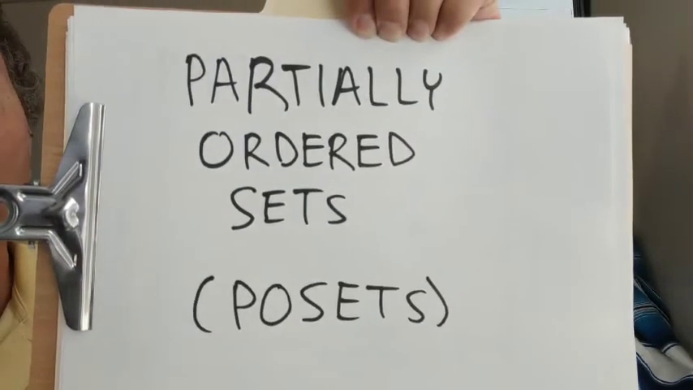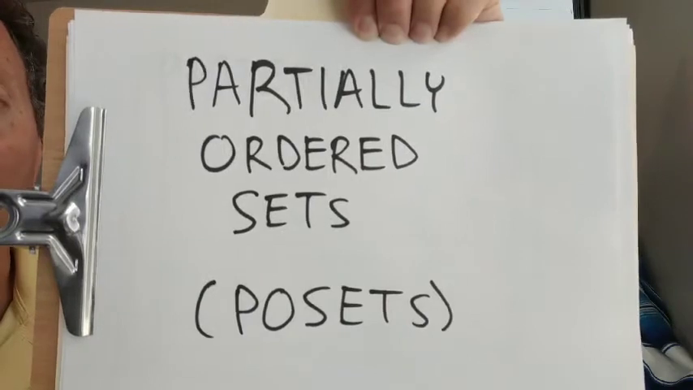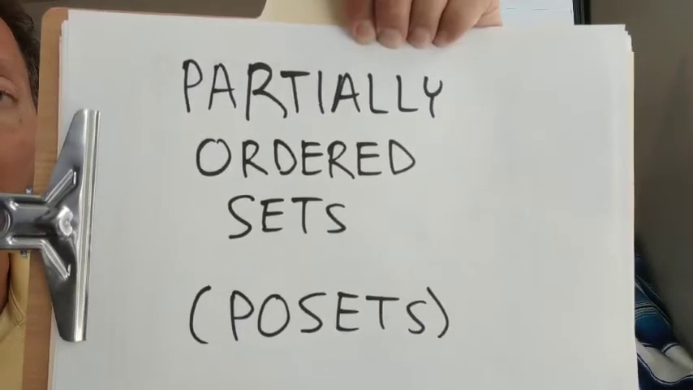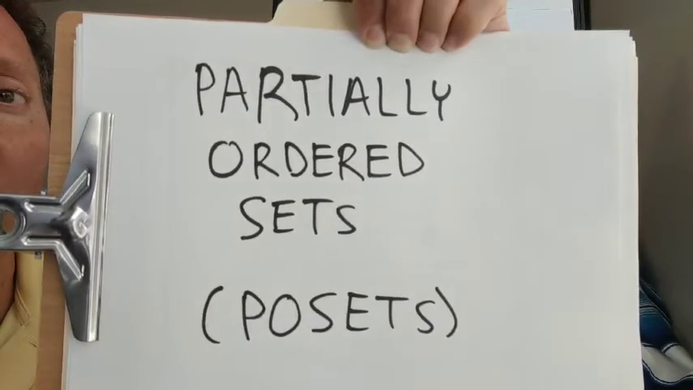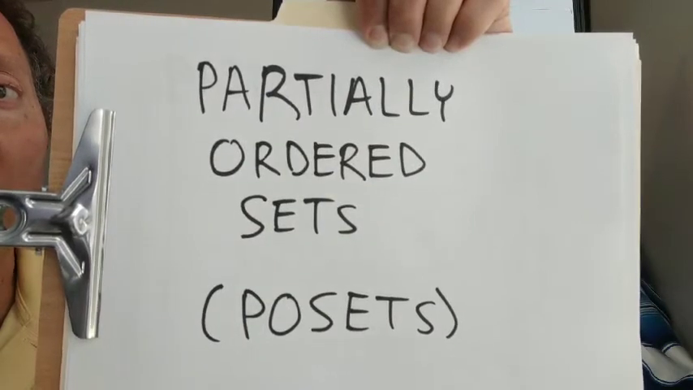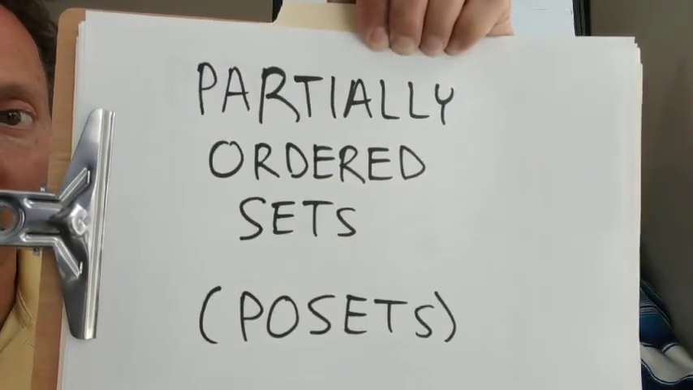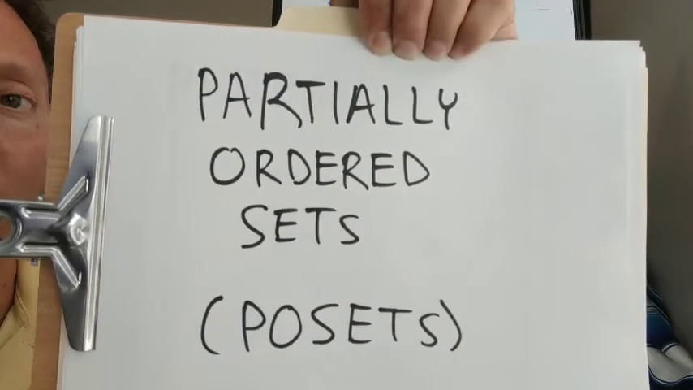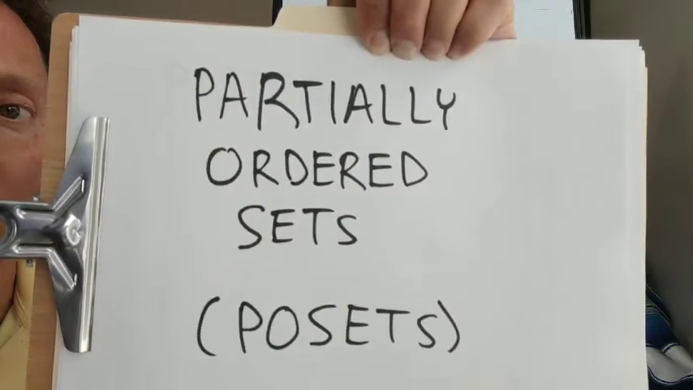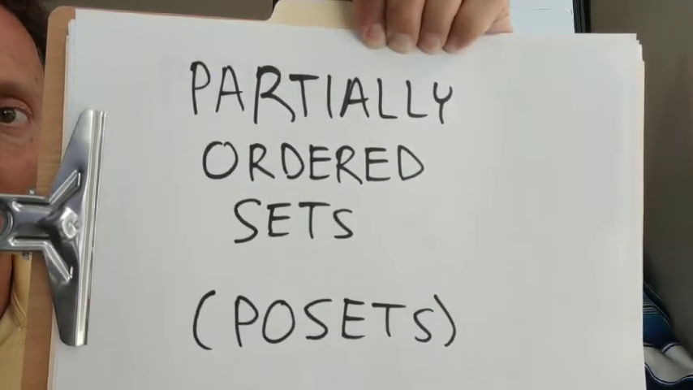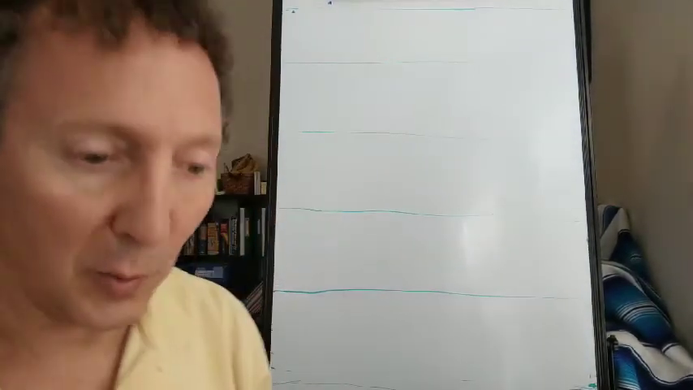Sometimes if you want to explain what elements belong to a set, you can just list them. But sometimes it's more useful to explain how the elements of the set are related to each other. One way to do this is with a partially ordered set, or a poset. Let's start with an example.